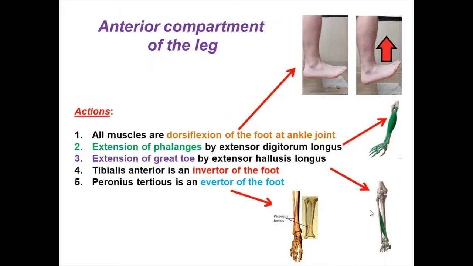Tibialis anterior, individually, causes inversion of the foot, that is, the lateral margin lies lower and the medial margin of the foot is elevated, and the sole of the foot faces medially. This movement is called inversion, and this is caused by tibialis anterior. Peroneus tertius is an everter of the foot, which is the opposite action of inversion of the foot.